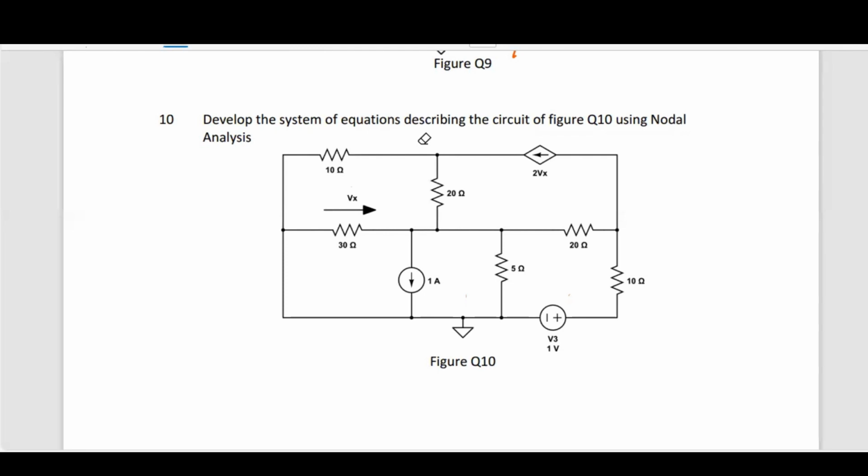Going once, going twice, going three times.